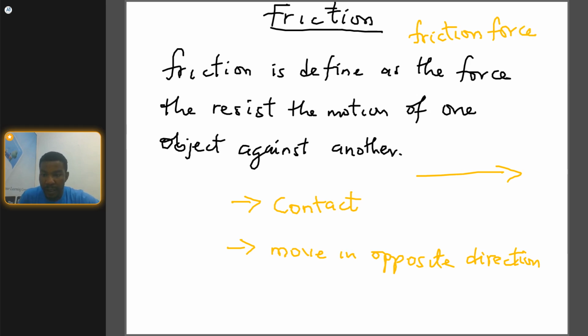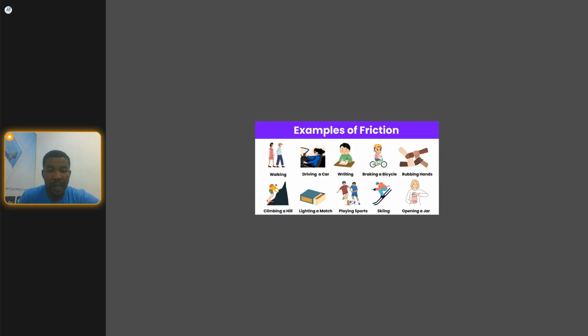All right, let's explain that using a diagram. Okay, back to our examples of friction that we have.